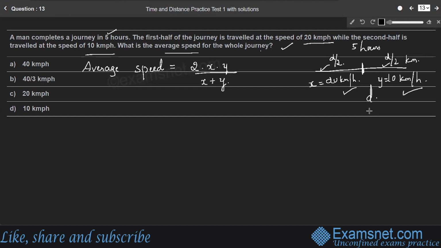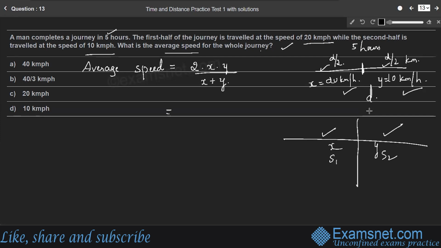Right? This formula is applicable when the same distance has been covered in a journey. That means two times the same distance has been covered, or the whole journey distance is divided into two equal parts. When the same distance has been covered with two different speeds, S1 and S2, or x and y, then average speed is equal to 2 times xy by x plus y, right?